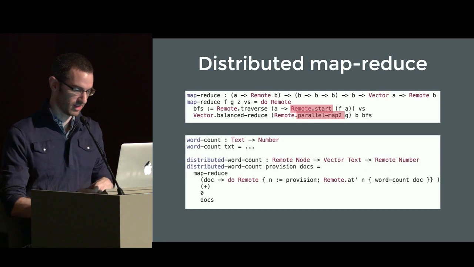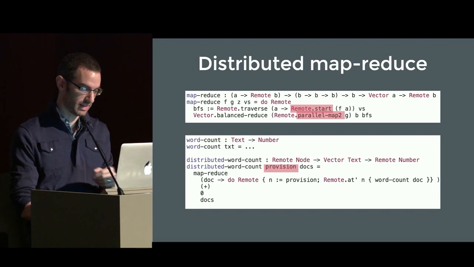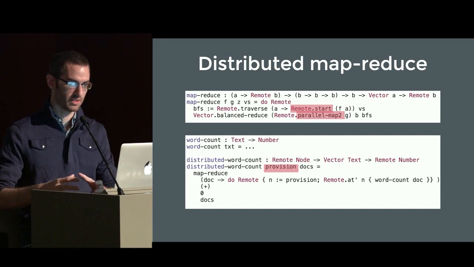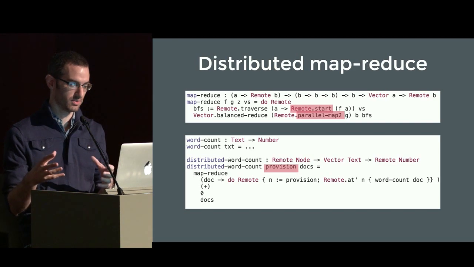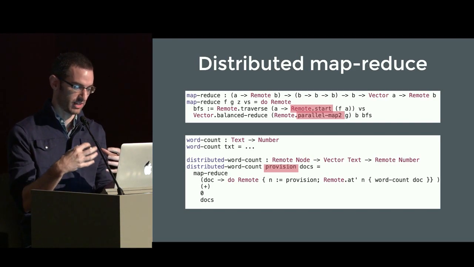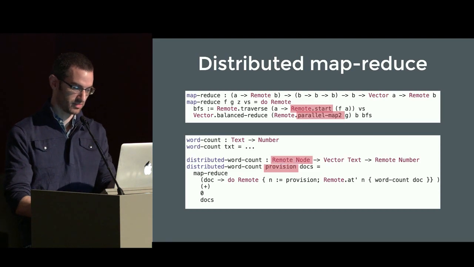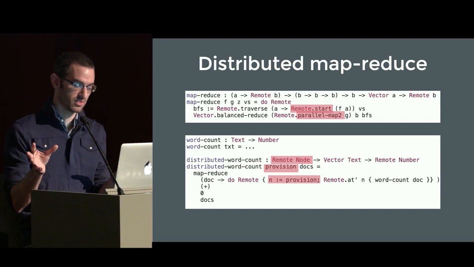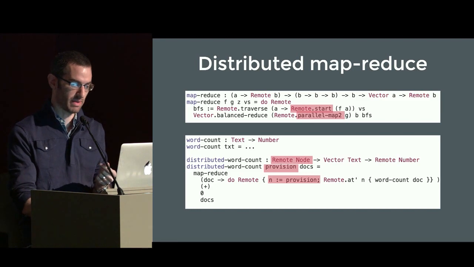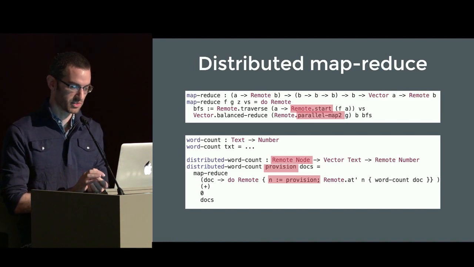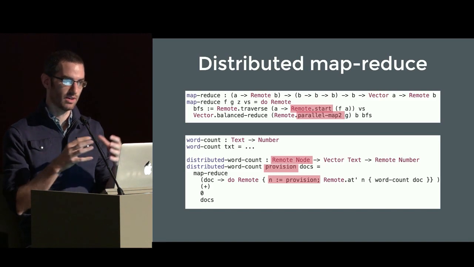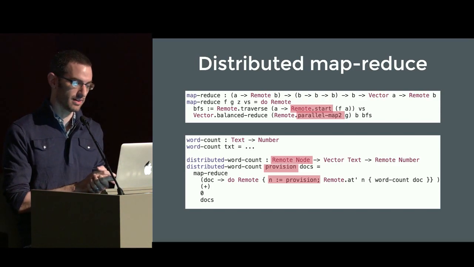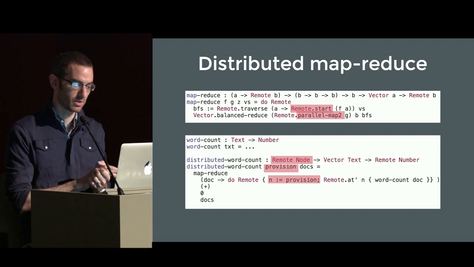And then here's an example of actually using it. This implementation of distributed word count is not necessarily working with a static cluster of nodes. It's actually taking a provisioning action of type remote node, essentially spinning up a little cluster of nodes temporarily for the duration of this MapReduce computation. So it's very easy to define these elastic distributed computations that are growing and shrinking in size. And you don't just have to have a static pool of nodes that you're working with.